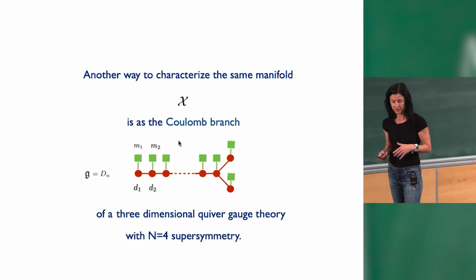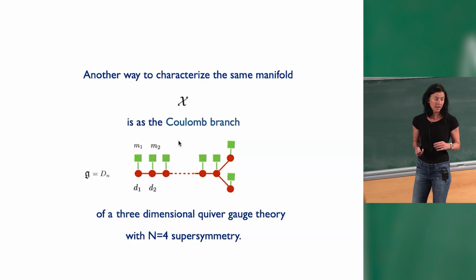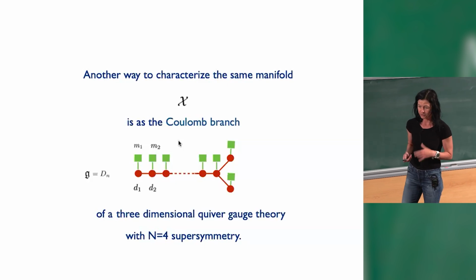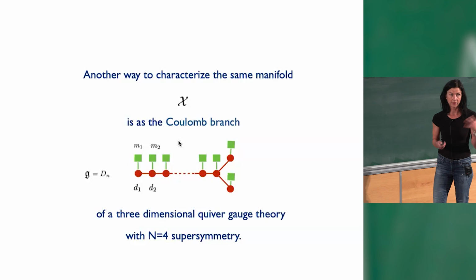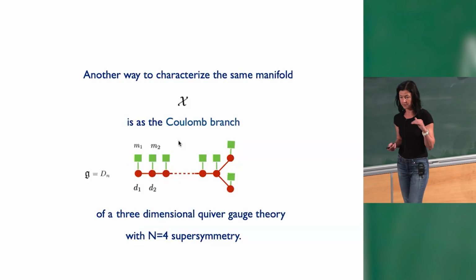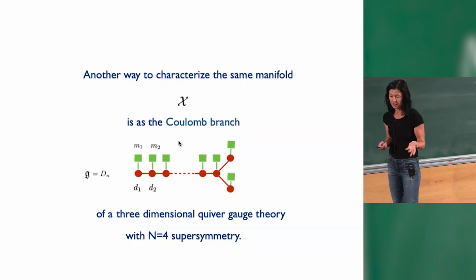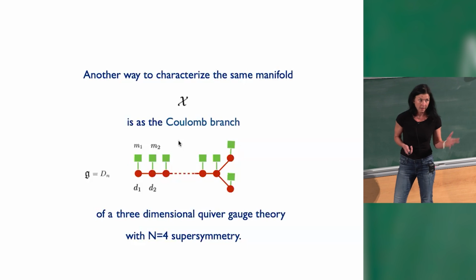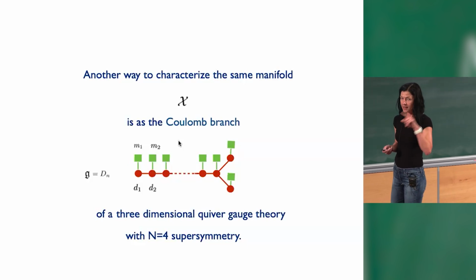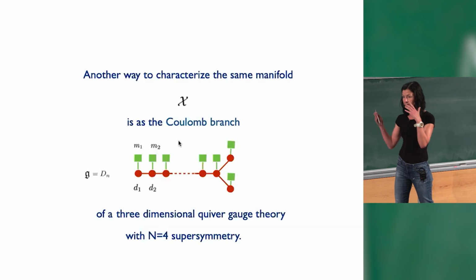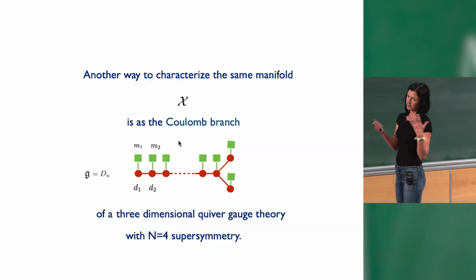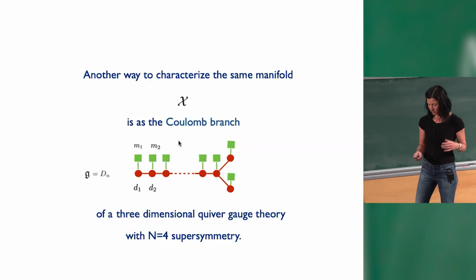Another way of characterizing such X is as a Coulomb branch of a three-dimensional quiver gauge theory with N equals 4 supersymmetry, where the quiver is based on the Dynkin diagram of the Lie algebra. Yet another way that's not as general as these other two is a certain intersection of slices in an affine Grassmannian of G. And this other way has played an important role in Langlands.